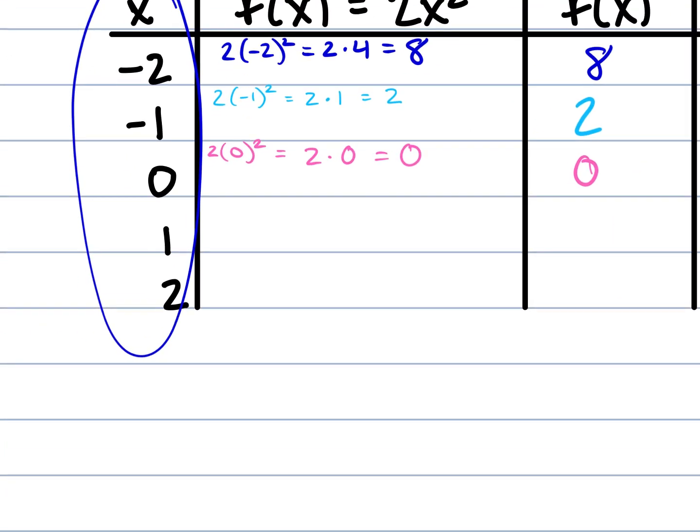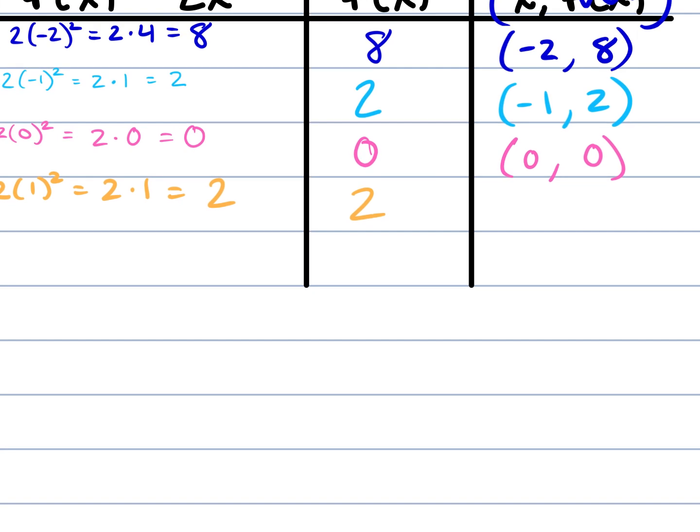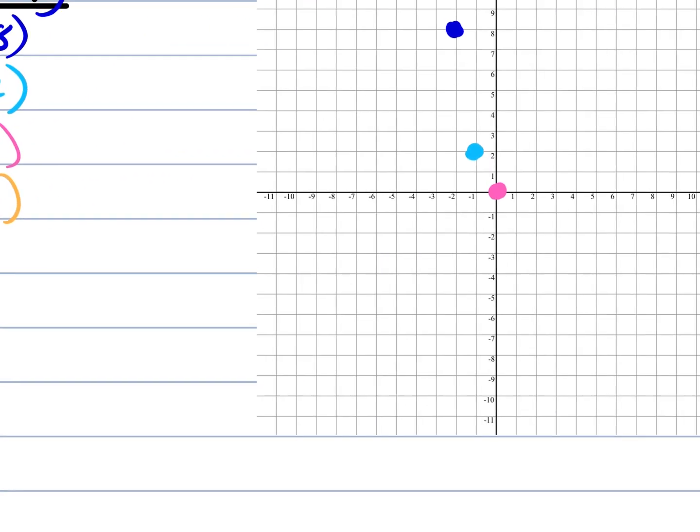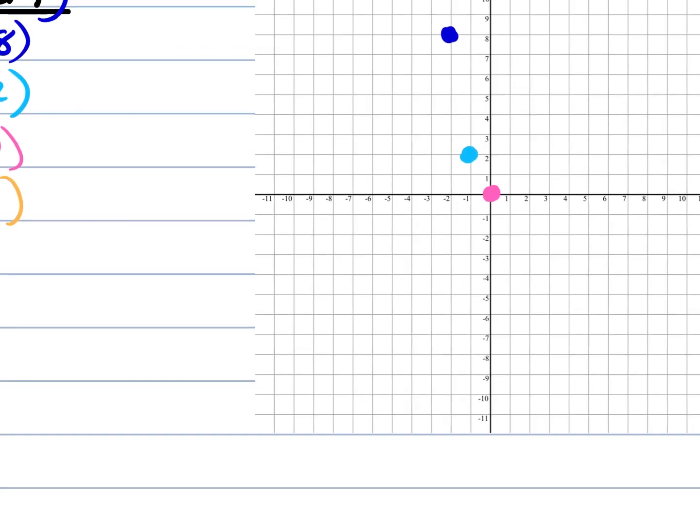Next, let's plug in 1. So 2 times 1 squared. What's 1 squared? 1. 2 times 1? 2. So we got 2. What would our point be? 1, 2. So that means we're going to go to the right 1 and up 2.